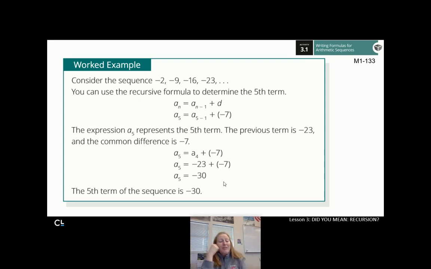Now, you guys probably feel like this is a lot of trouble just to find the next term, but it's important that you understand how this formula works because we're going to use it and expand on it to do other cool stuff in the future. So this is our recursive formula. This is how it works. If I want to find the fifth term, I need to use the fourth term and just add on my common difference to get there.